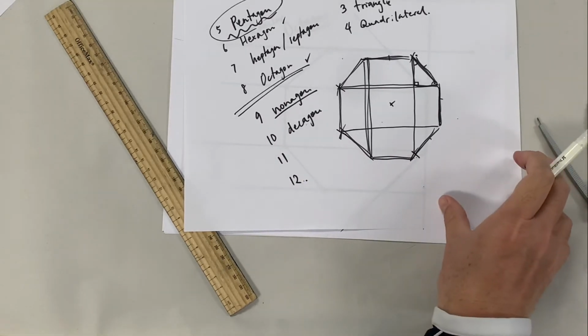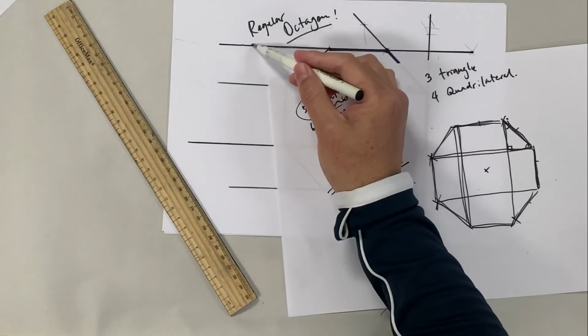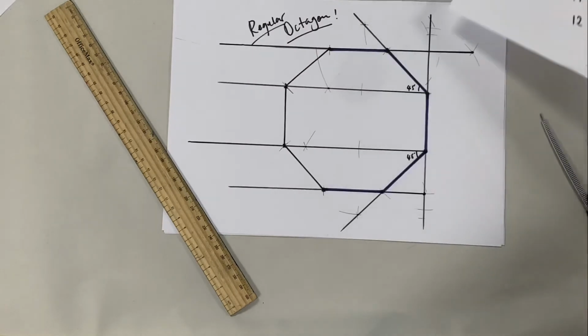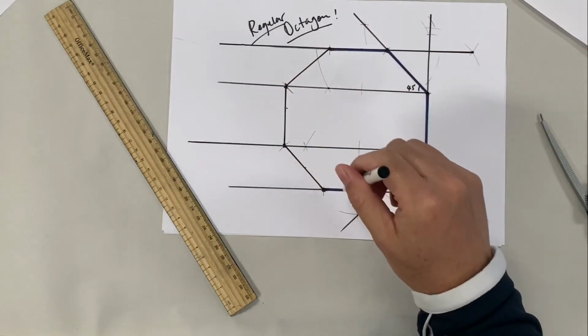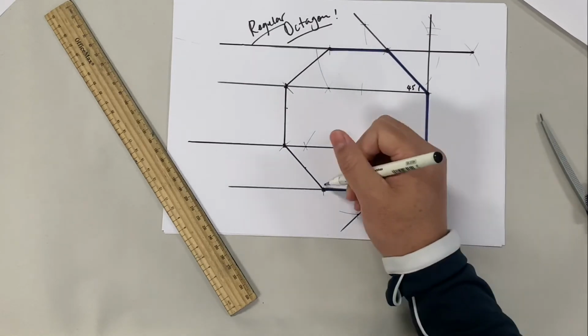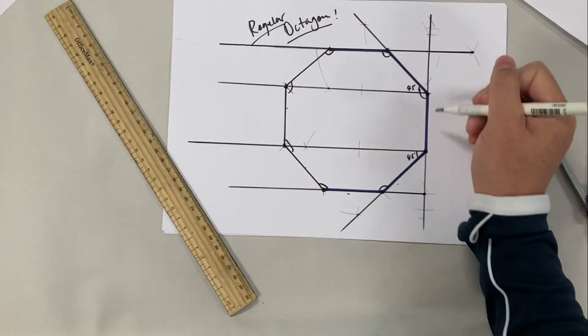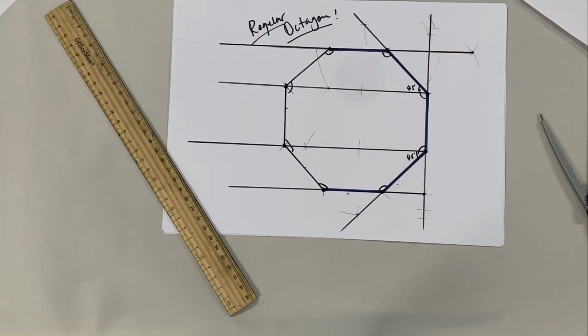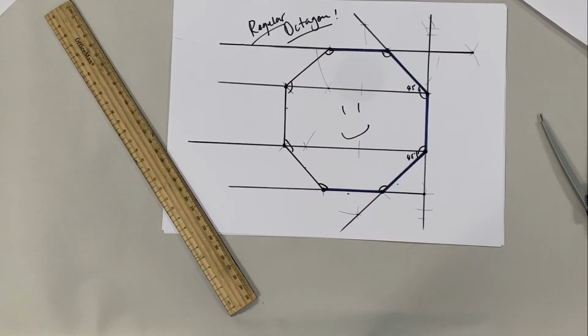However, the important part is a regular shape means it has the same length sides and the same interior angles. So hope you enjoyed it. You can play with compasses.